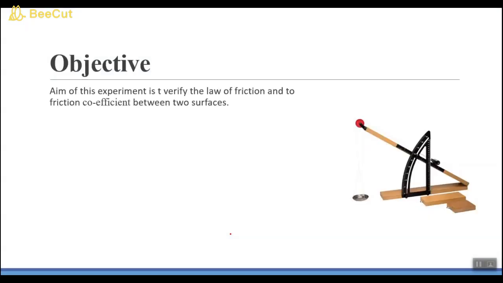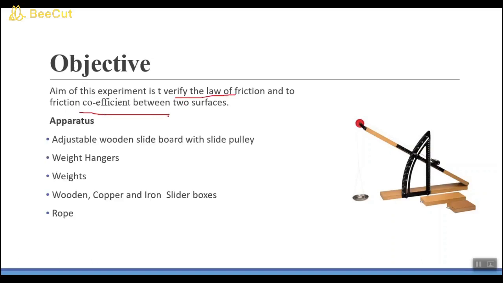Coming toward the objective part, the objective of this experiment is to verify the law of friction and to find the coefficient of friction between two surfaces.